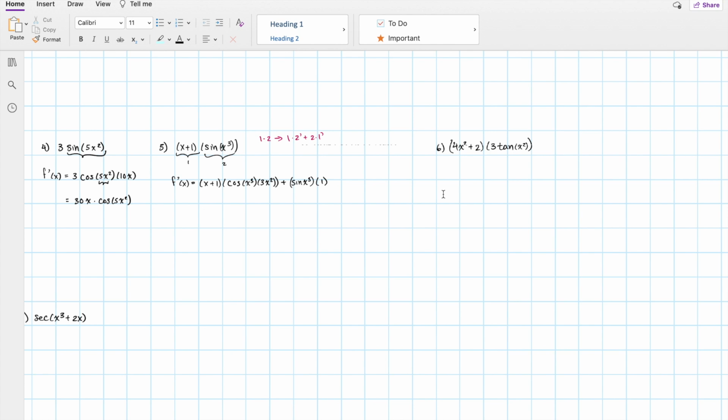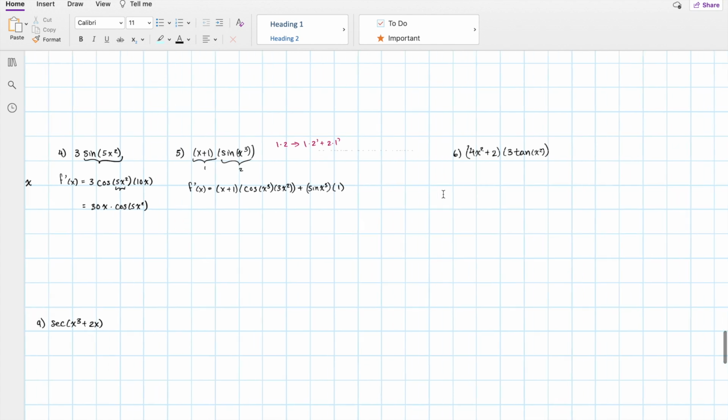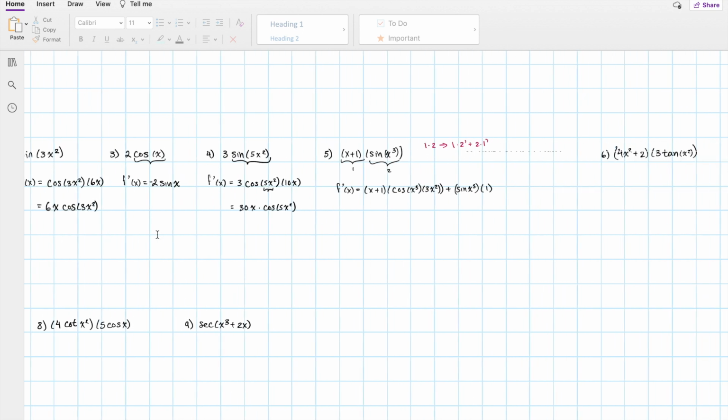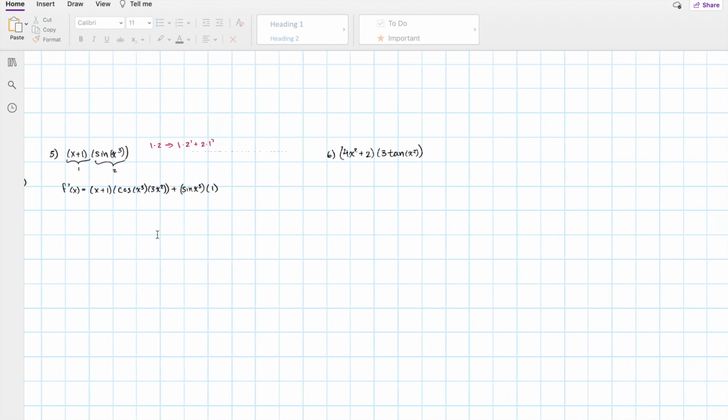Okay, now we're playing along with tan. Let me remind you for number 6 that the derivative of tangent is secant squared of u times du dx. So secant squared u. Okay? So for 6, same idea. We're going to be using the product rule.